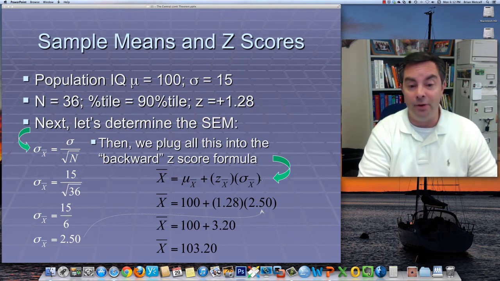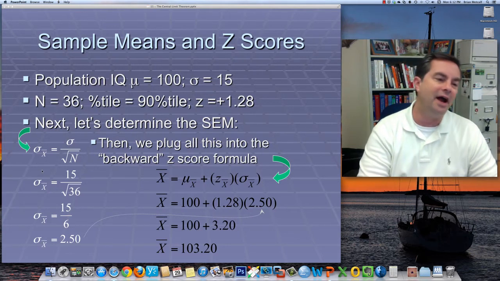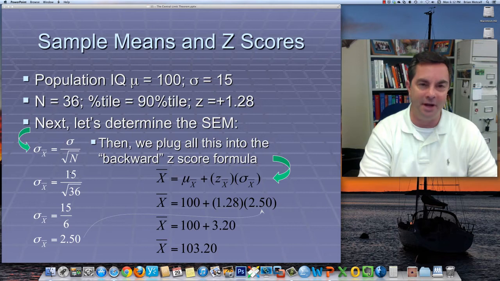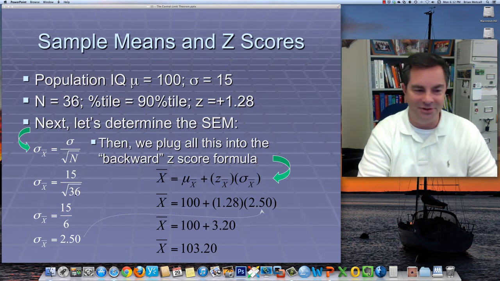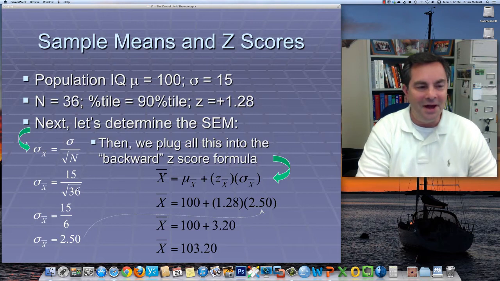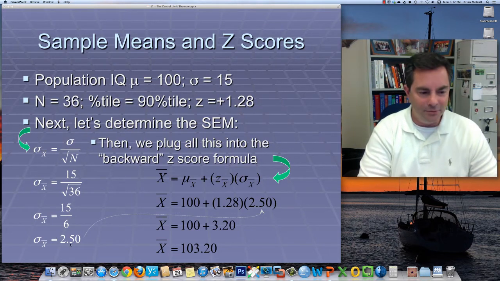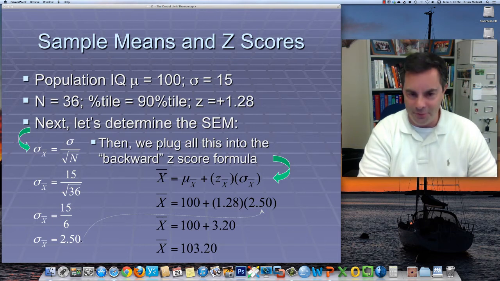To use that backward formula, look at here, I have a standard error in it. So off to the side, I got to go calculate a new standard error. It's new because I'm using a different sample size now. I'm using 36 instead of 9. So 15 divided by now the square root of 36. I'm using simple numbers here that I don't have to pull up my calculator for. The square root of 36 is 6. So 15 divided by 6, rounded to 2 decimal places, is equal to 2.5. So my standard error now is 2.5.